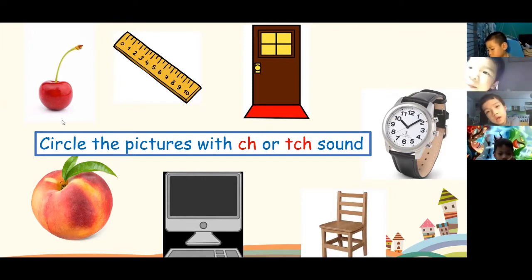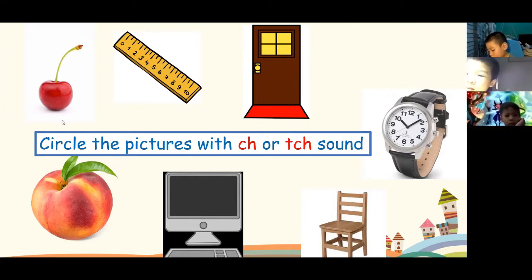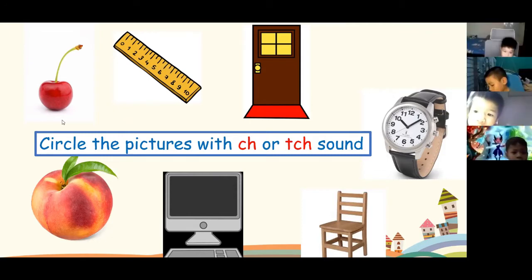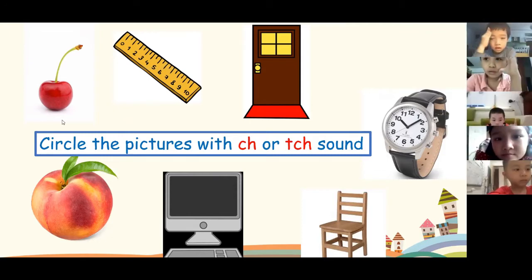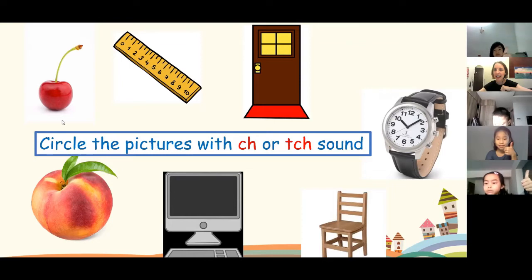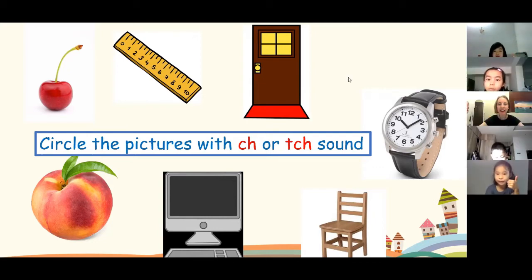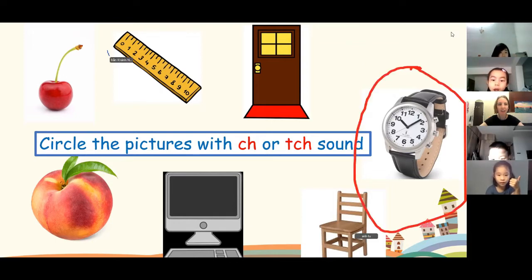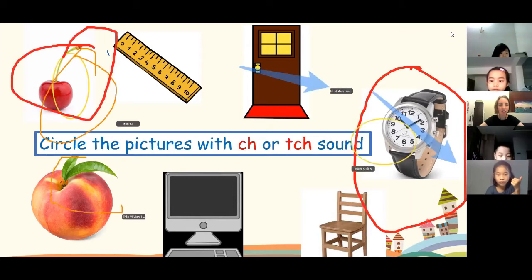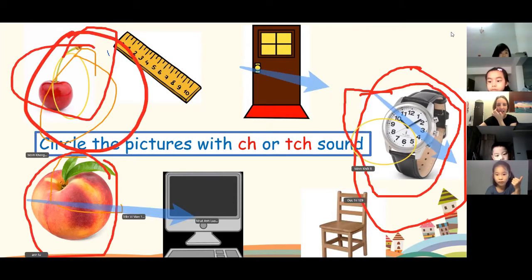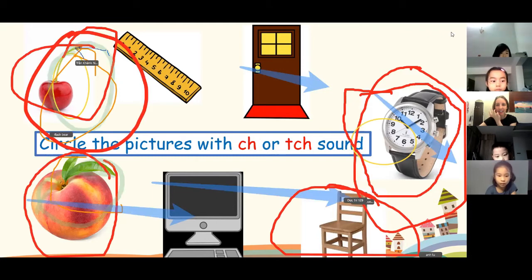sound, okay? Thumbs up if you're ready, everyone. Bilo is ready. Minghui is ready. Vian is ready. Baohan, sign me up. Okay, ready. 3, 2, 1, go. Circle the pictures that have ch sound. Good. Ang Tu, well done. Minghui, good. Don't make a mess, please. Just draw a circle. Bian, Dukchi, well done.